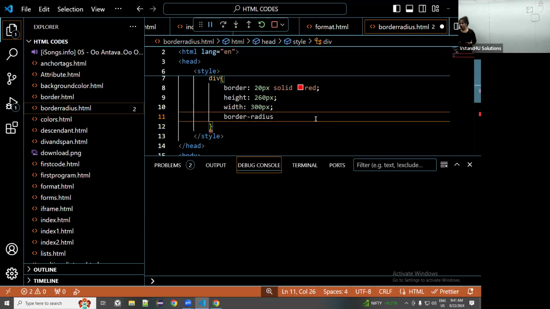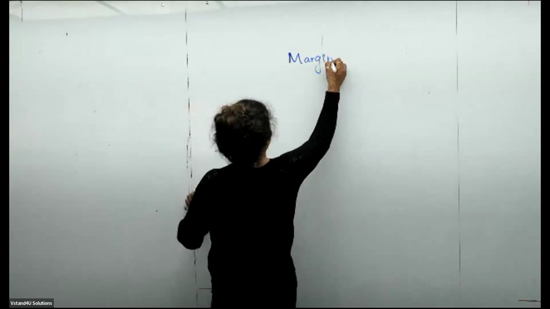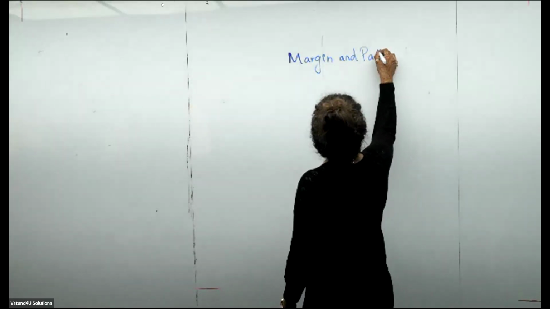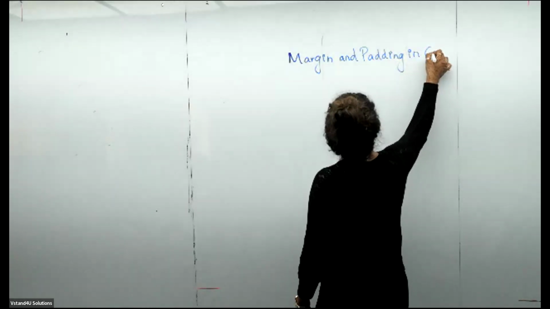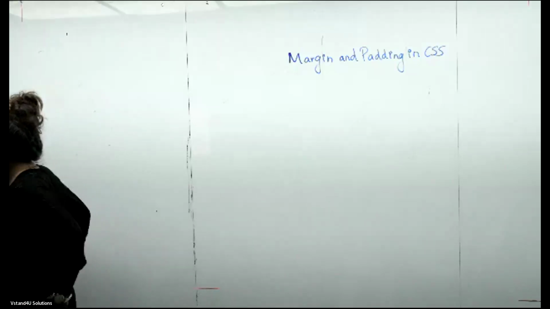So you got to know about border radius. Yes or no? After that, you have another property called margin and padding in CSS. Margin and padding in CSS. What do you mean by margin? What do you mean by padding? What is the difference between margin and padding?